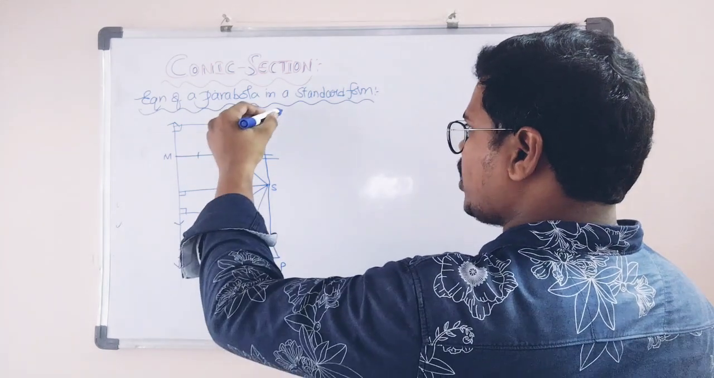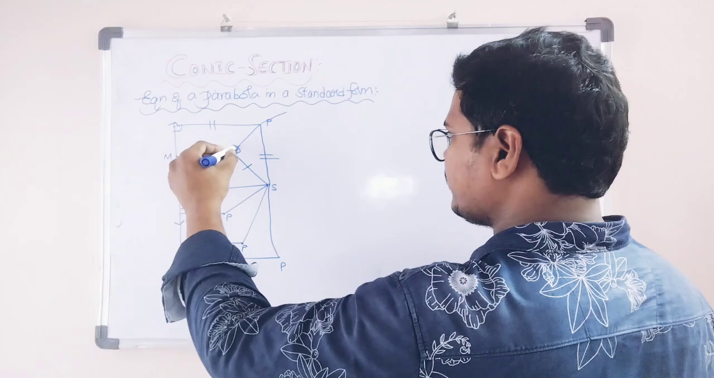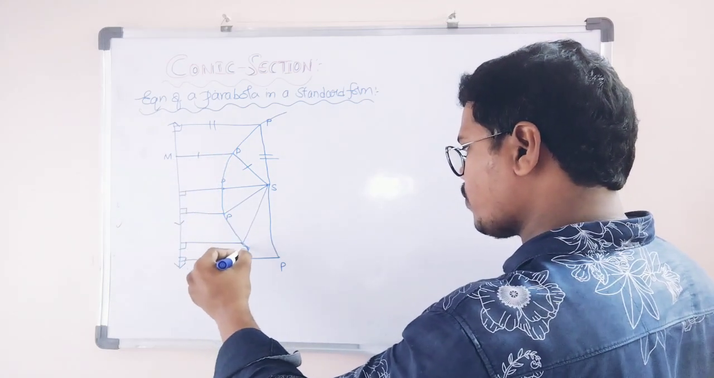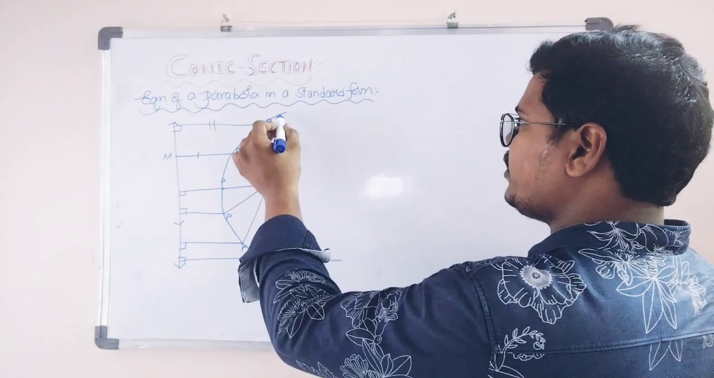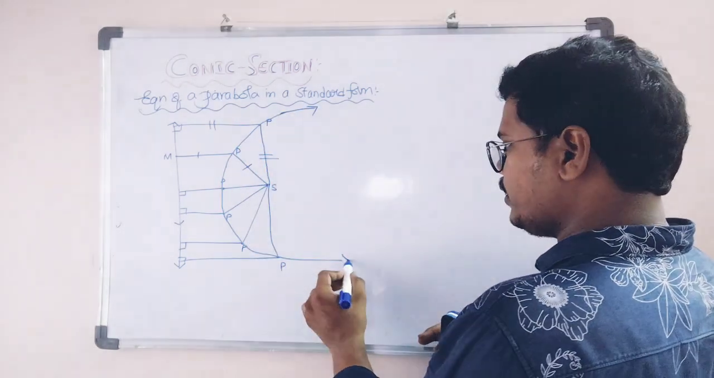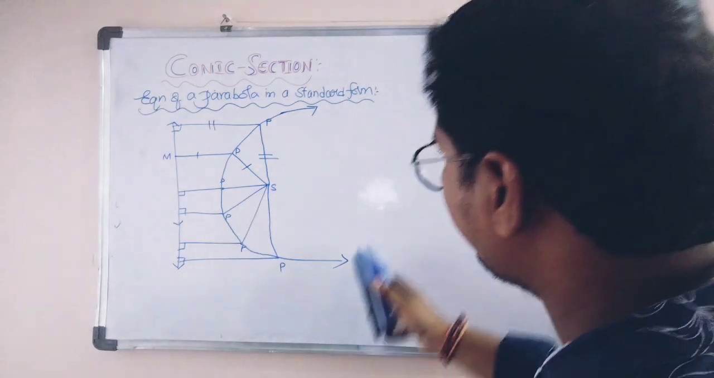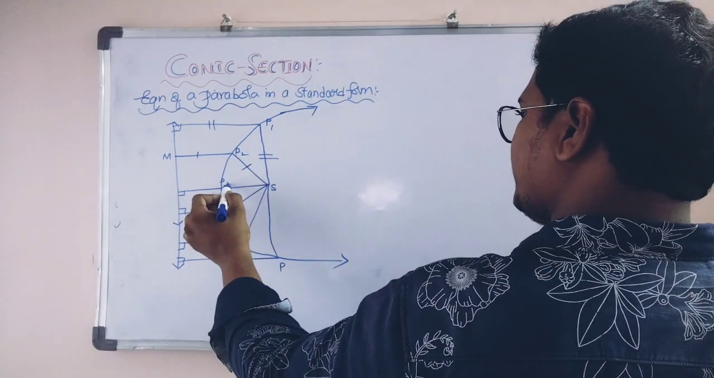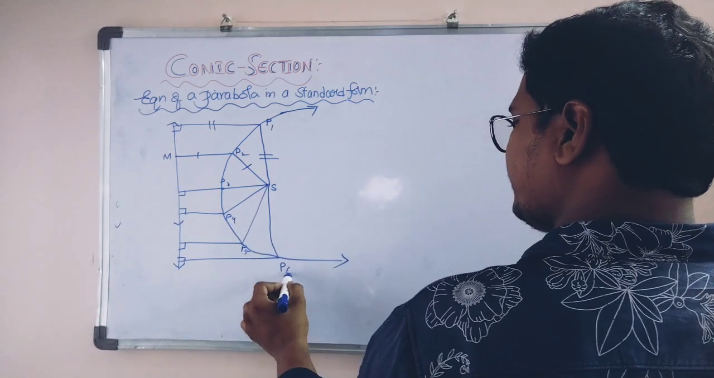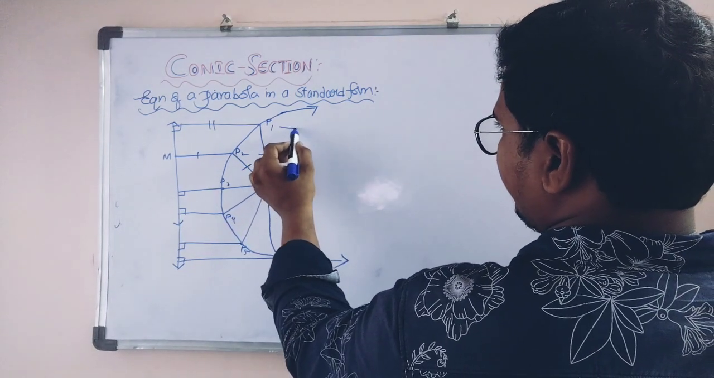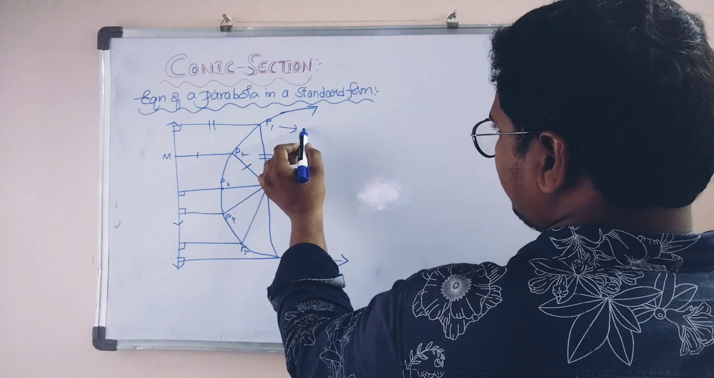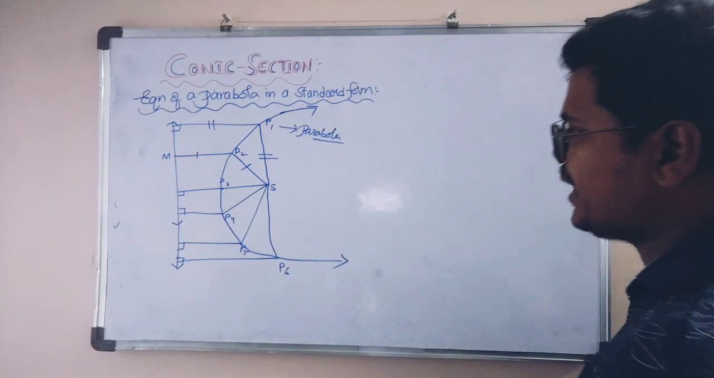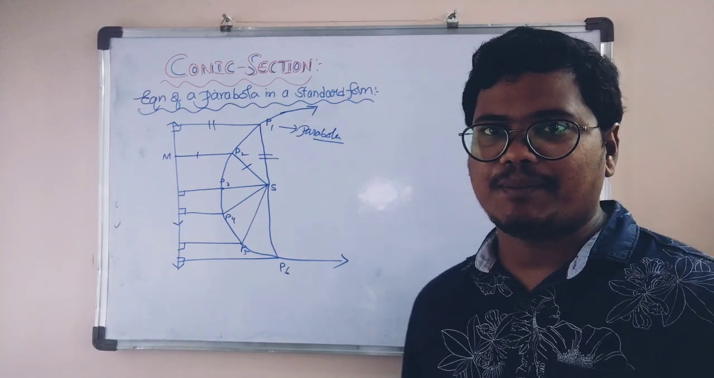Now joining these moving points, what do you receive after joining all these points? Mentioned as P1, P2, P3, P4, P5, P6. It forms a curve in the shape of a U, which is named a parabola. A parabola has been obtained like this.